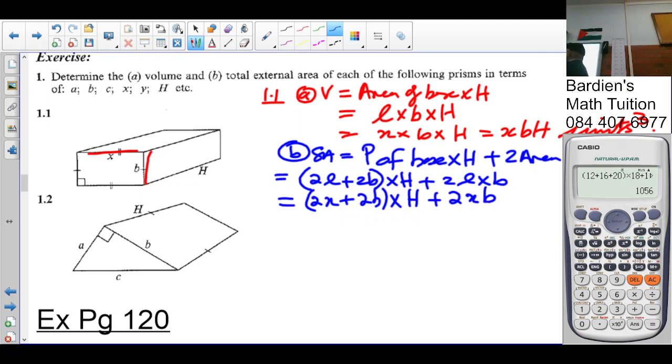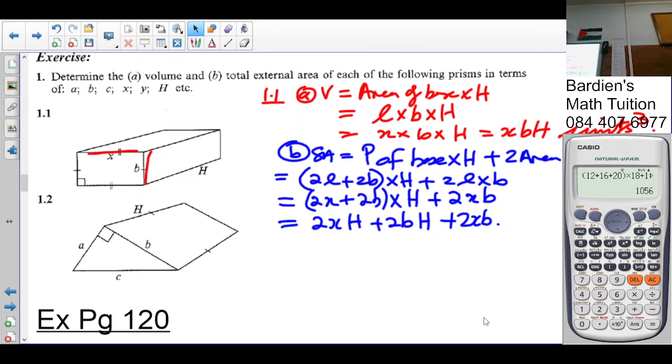Not so. If you want, you can multiply this out. It's going to be 2xh plus 2bh plus 2xb. There's no like terms here to add. Okay? That's why I said we're supposed to put 2x plus 2b, 2x plus 2b for the side here. But for this here? Okay.